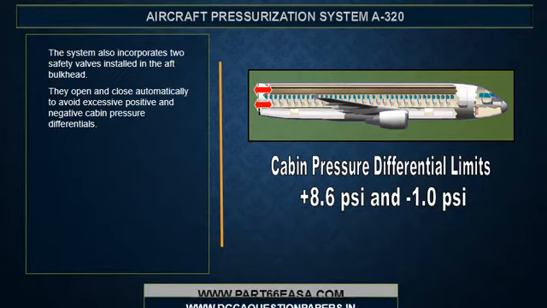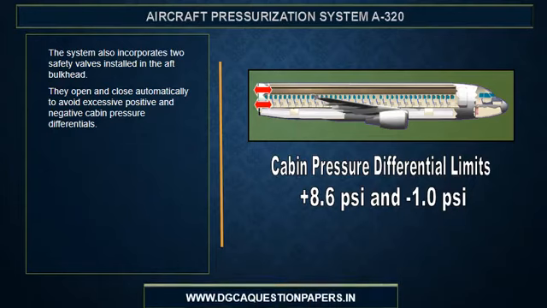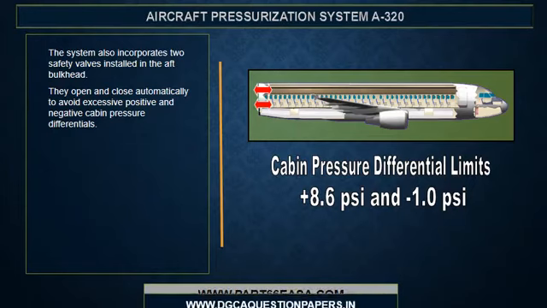The system also incorporates two safety valves installed in the aft bulkhead. They open and close automatically to avoid excessive positive and negative cabin pressure differentials.